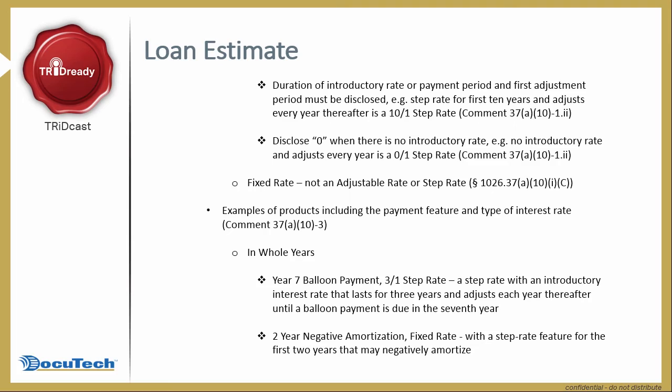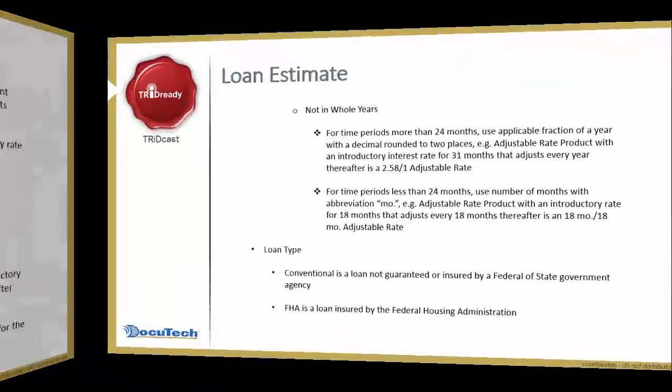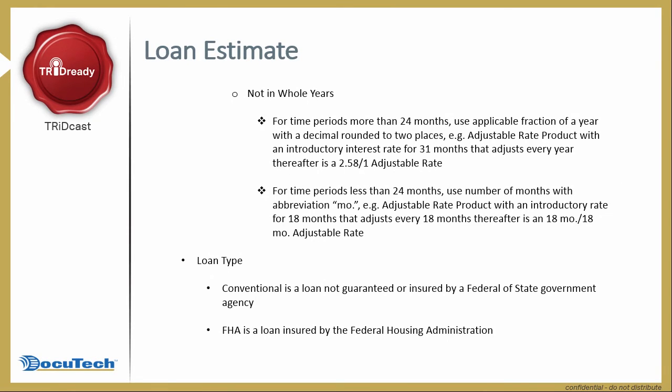The next couple of scenarios that we're going to look at is when you have a loan that does not break into simple whole year components. If you have a time period of more than 24 months, you're going to use the applicable fraction of a year with a decimal place rounded to 2 places. This is kind of one of my favorite parts of the rule. So for instance, if you have an adjustable rate product with an introductory rate for the first 31 months and it adjusts every year after, what would you disclose? Remember that since this is for a period of more than 24 months, you're going to use the applicable fraction with the decimal rounded to 2 places.